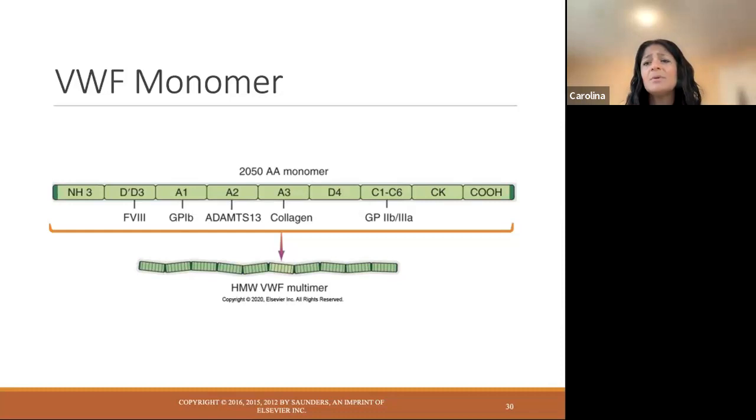Okay, so these monomers polymerize to form multimers of various lengths that reach up to 20 million daltons in molecular weight. So these monomers can repolymerize to form these high molecular weight von Willebrand factor multimers. And these are the ones that are usually very, very big.